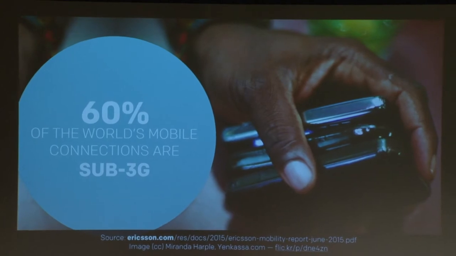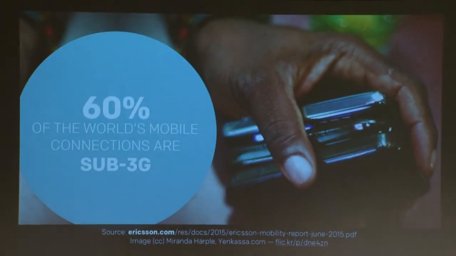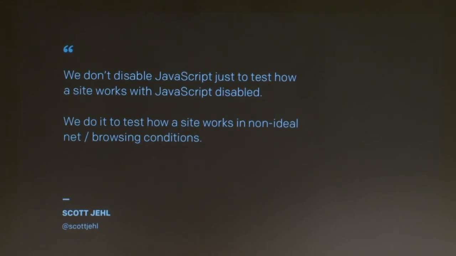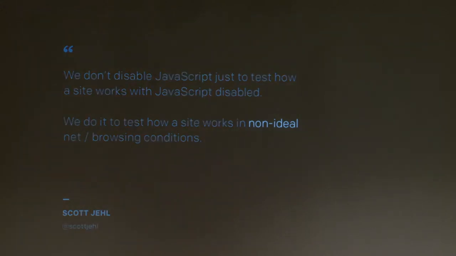A friend of mine, Scott Gell, who works at Filament Group, which is headquartered here in Boston, said that their agency doesn't disable JavaScript when building a website just to test how a site works with JavaScript disabled. He says they do it to test how a site works in non-ideal net and browsing conditions. And for me, as a designer, the key word in that line is non-ideal. I think this is something we should be doing a better job of talking about as an industry, those non-ideal contexts of use.